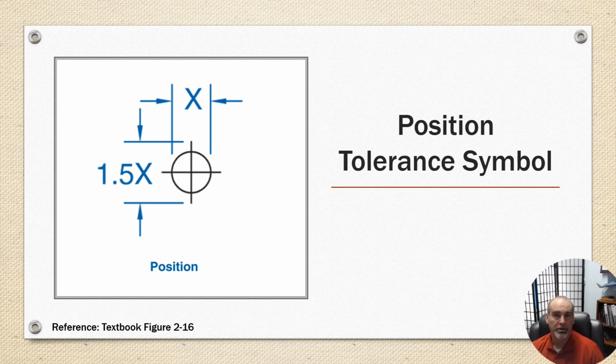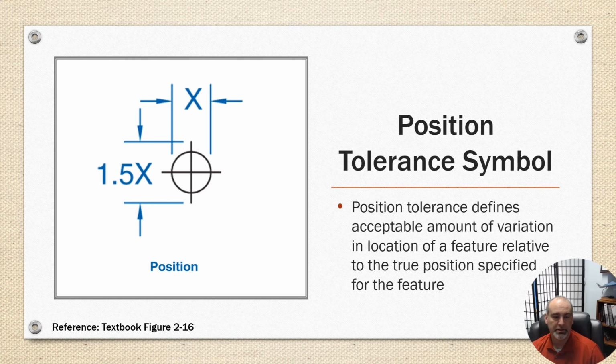Okay, and we have our position tolerance symbol. There's only one of them, and it looks like a crosshair. So whatever diameter the circle is, the crosshairs are 1.5 times the length. And the position tolerance defines the acceptable amount of variation in the location of a feature relative to the true position specified for the feature.